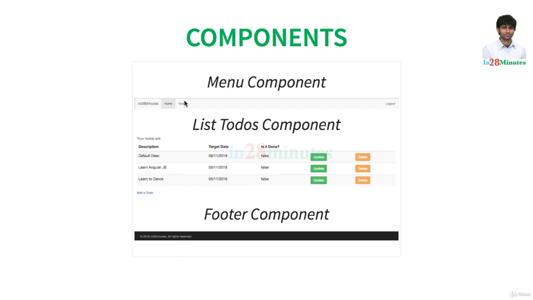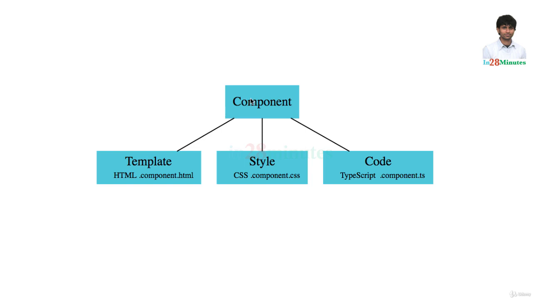This menu component is responsible for showing the list of menu items, which is highlighted, which is not highlighted, the styling for that, and handling the click of the events, if home is clicked, if to-dos is clicked, or logout is clicked. Whenever we build Angular applications, we first start thinking about what should be the components which should be created. Typically, a component is associated with the template, which is basically the HTML, how should it be shown, the styling, which is basically the CSS, how should the elements be styled, and the code, how should you really respond to user actions. This is written in TypeScript.